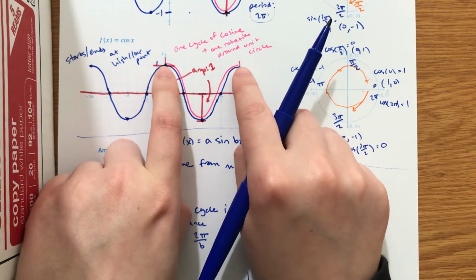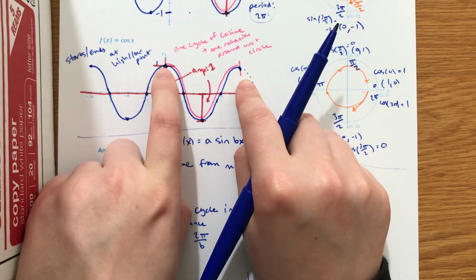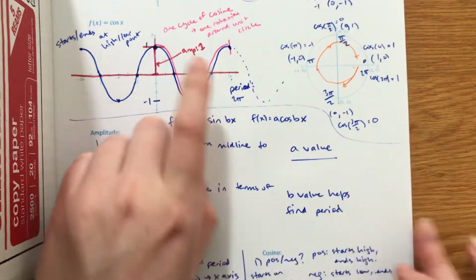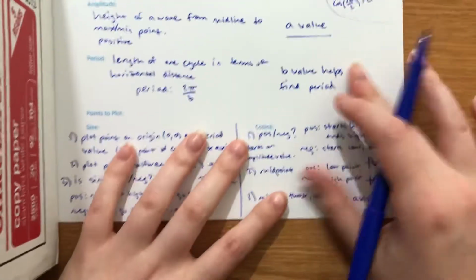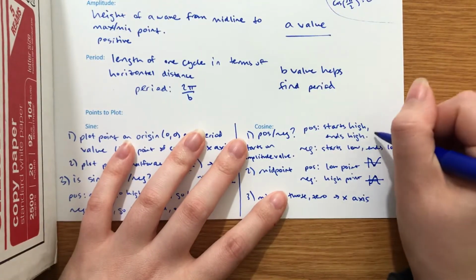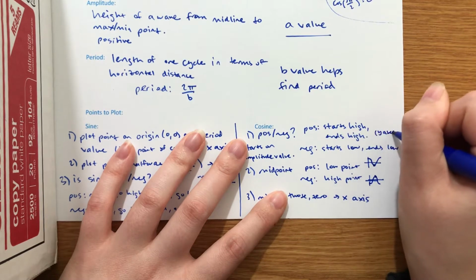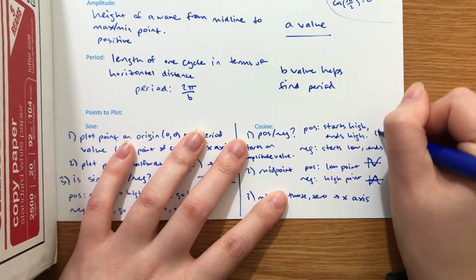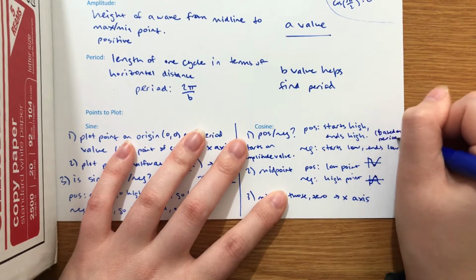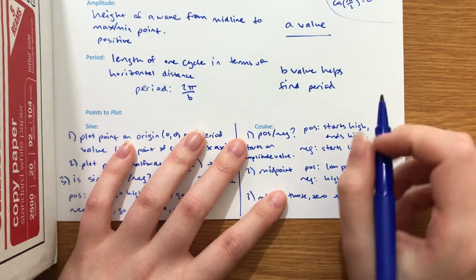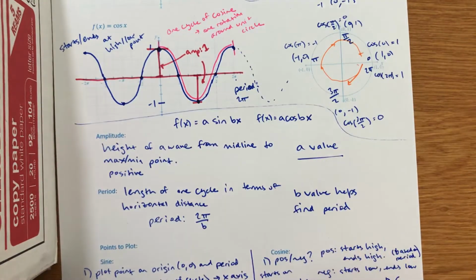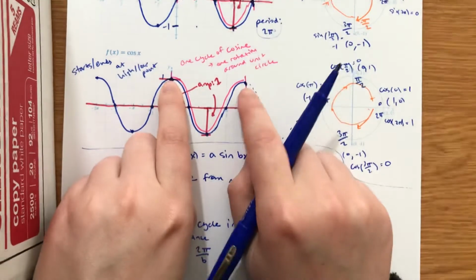So I plot those first. So the first thing you do is it starts high, ends high, with the period value based on period. So you're going to find the period and you're going to plot the first point and the last point. So it starts high, ends high.